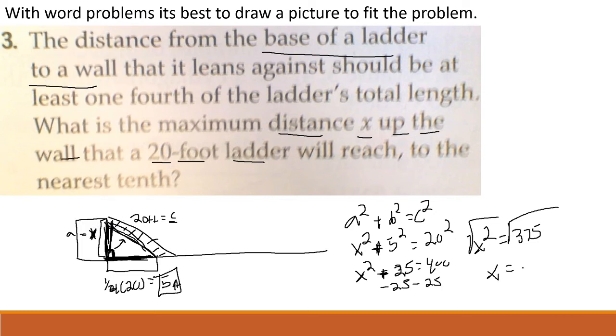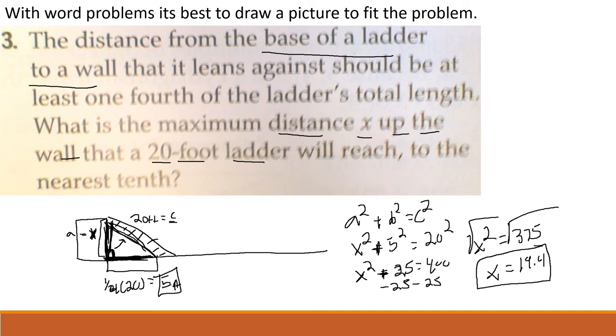So it's going to reach about 19.4 feet up the wall if you have a 20-foot ladder stationed 5 feet away from the base of the wall. So if the base of the ladder is 5 feet away from the base of the wall, it's going to reach up 19.4 feet up the wall.